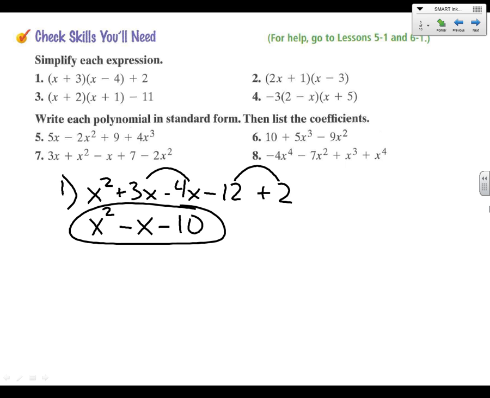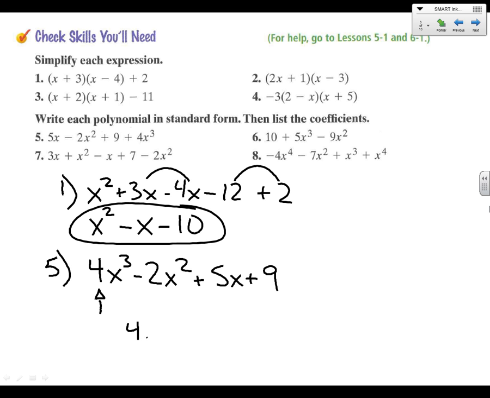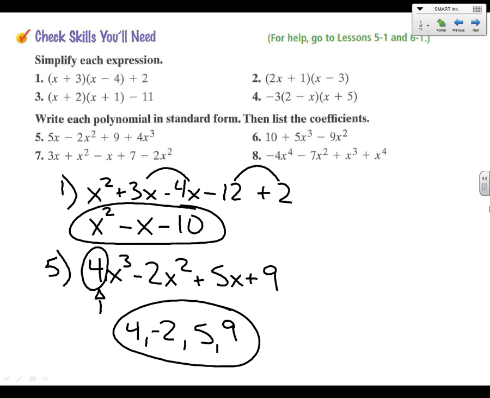All right, and then 5, let's write everything in standard form. So again, we need to go from biggest exponent to smallest exponent. 4x cubed minus 2x squared plus 5x plus 9. And the coefficients are 4, -2, 5, and 9. Remember, the coefficients are the numbers in front of the x.